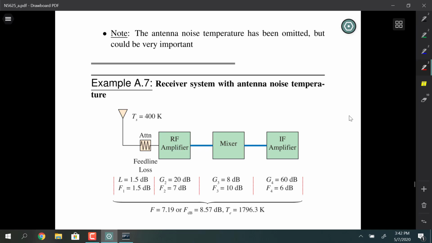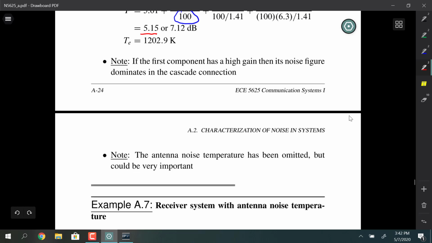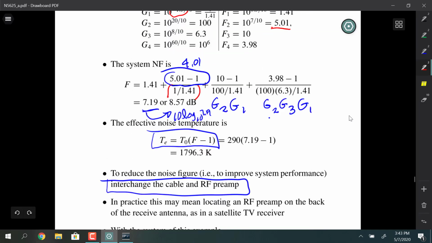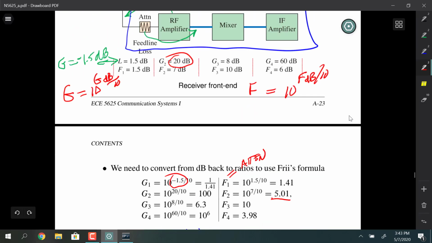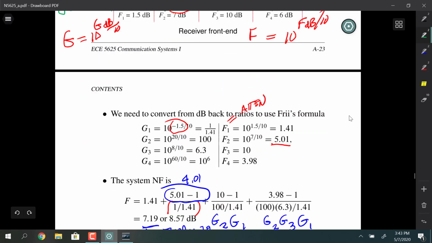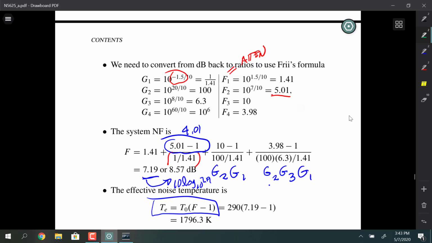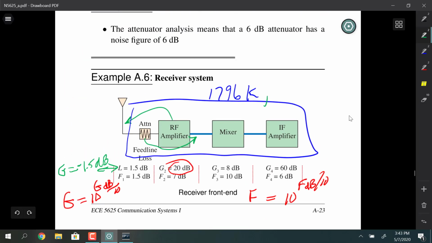Okay, in the second example here, I didn't do the noise. Let's see, what did I not do? I didn't include the antenna noise temperature. So all these first examples just focused on the box. So the box being the cascade. And in this case, it was 4 elements. So we had option 1 was feed line up front. Option 2 was swapping the feed line and putting the preamp right there. So we got the temperature down to 1202.